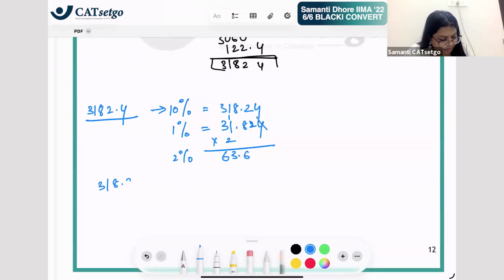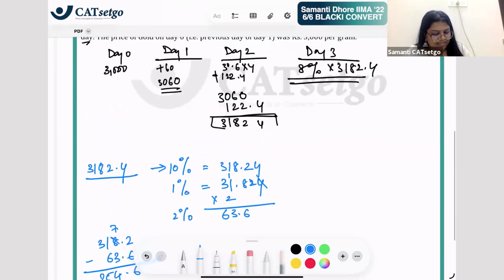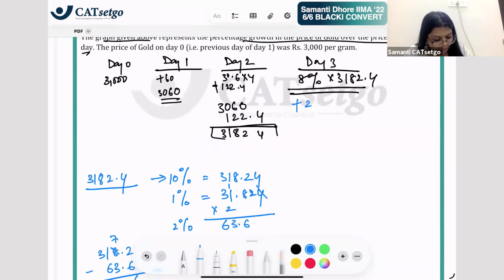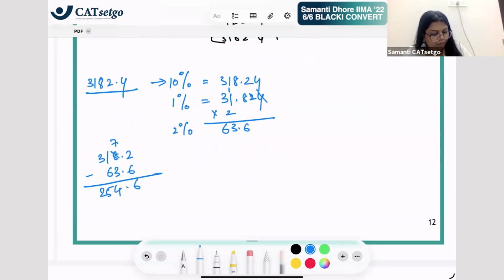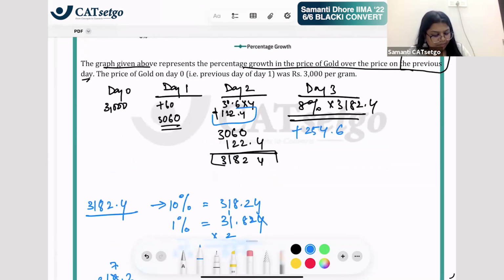So we have to do 10% minus 2%. This is how much? This is 254.6, so 254.6 is the answer. ठीक है? यहाँ पे 254.6 से प्राइस बढ़ी है. 254.6 से प्राइस बढ़ी है.